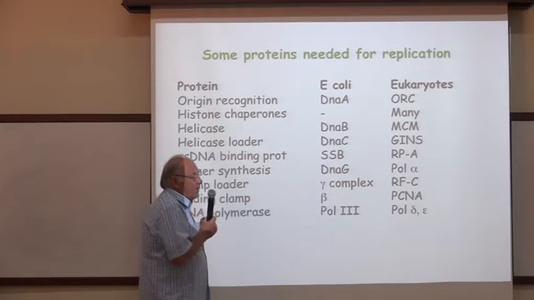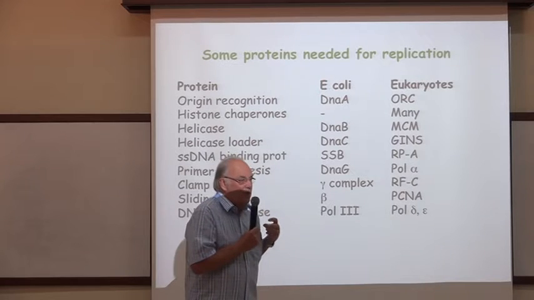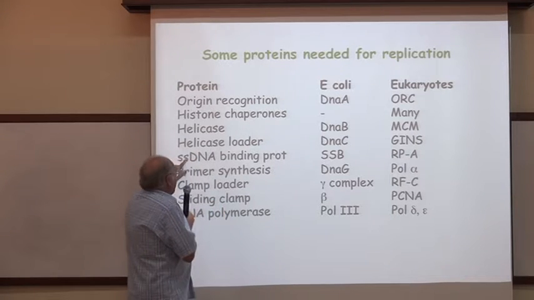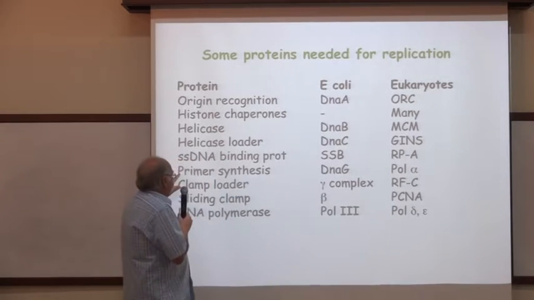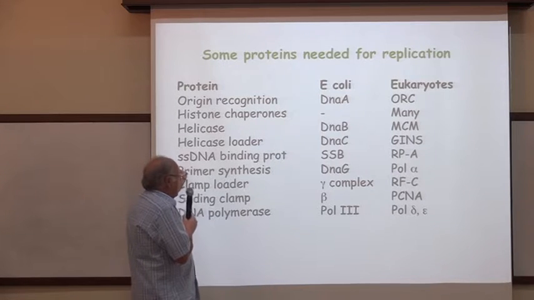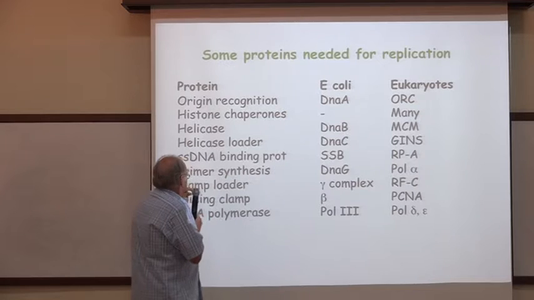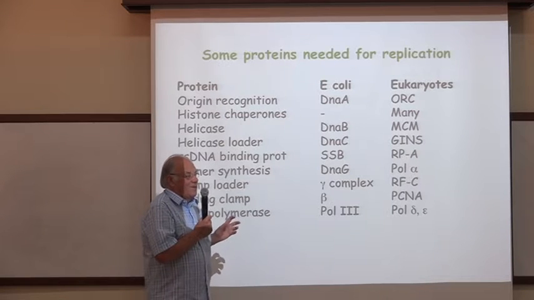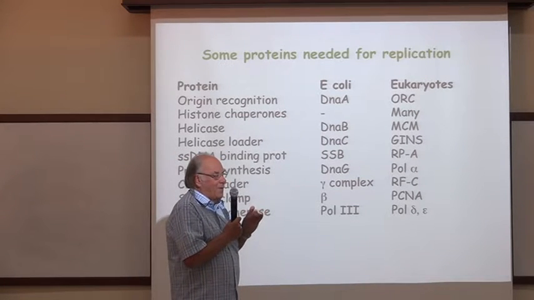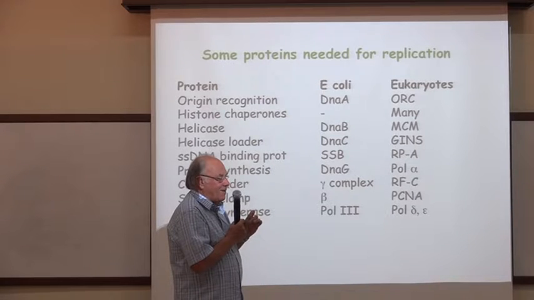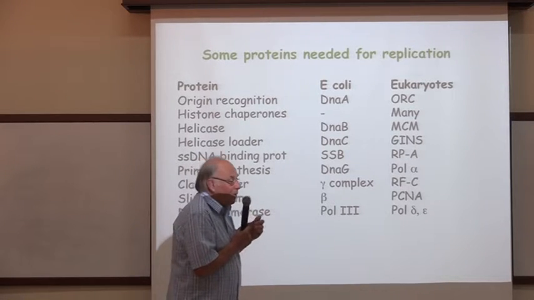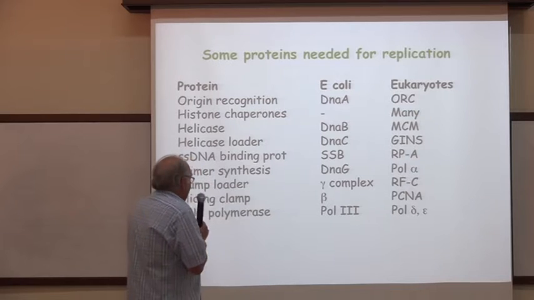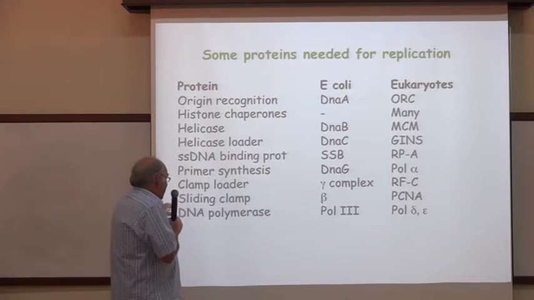And helicase loader, because the helicase cannot just start to operate on its own. It has to be loaded onto the DNA. And then we have the single-stranded binding proteins, and then we make a small primer of RNA for the synthesis of DNA. Then we have something which is called the clamp loader. So this is a clamp which holds on the DNA synthase so it doesn't fall off, because that would again be terrible. It should be always sticking to the job it's doing.